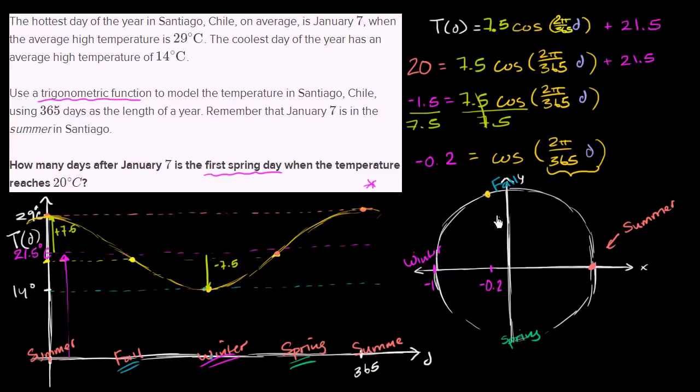There's this angle, there's that angle right over there. And then there's also, let me draw a little dotted line here, there's that angle. But then there's also this angle, which is going even further. Or another way you could think about it, you could go backwards to get to that angle. And then if you wanted to go all the way around to the next spring, you could add 2 pi to it. So which one do we want? Well, of course, we want the one in the spring. But if we just blindly apply the inverse cosine of negative 0.2, that's going to give us this one right over here.